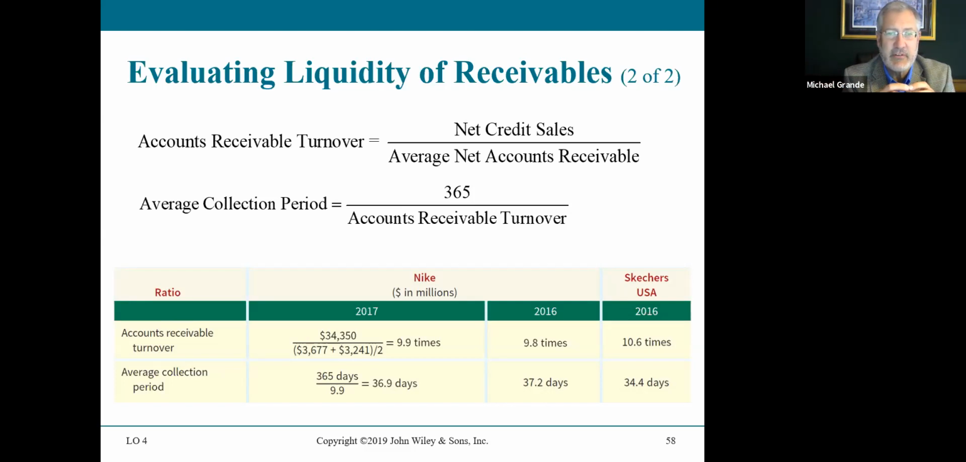Average collection period for 2017. It took 36.9 days. In 2016, 37.2 days. So again, they're doing a little bit better. It takes them on average 36.9 days to collect their receivables. Skechers, again, doing better. It only takes them 34 days.